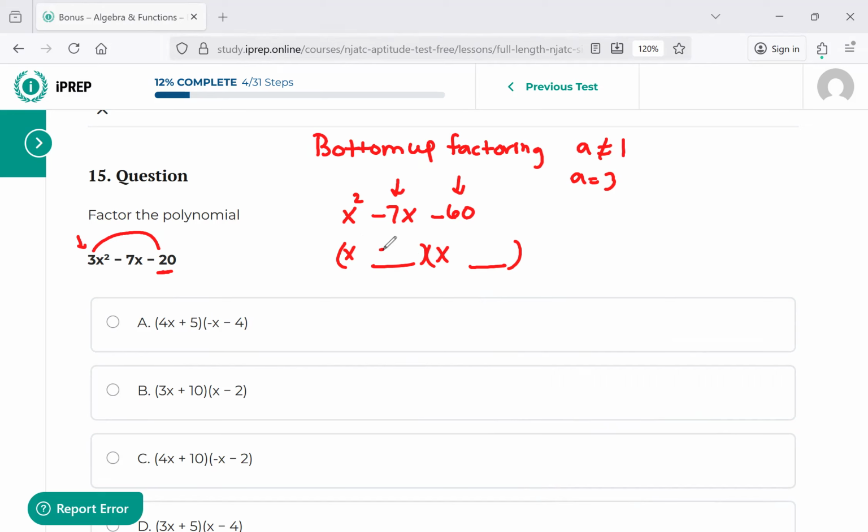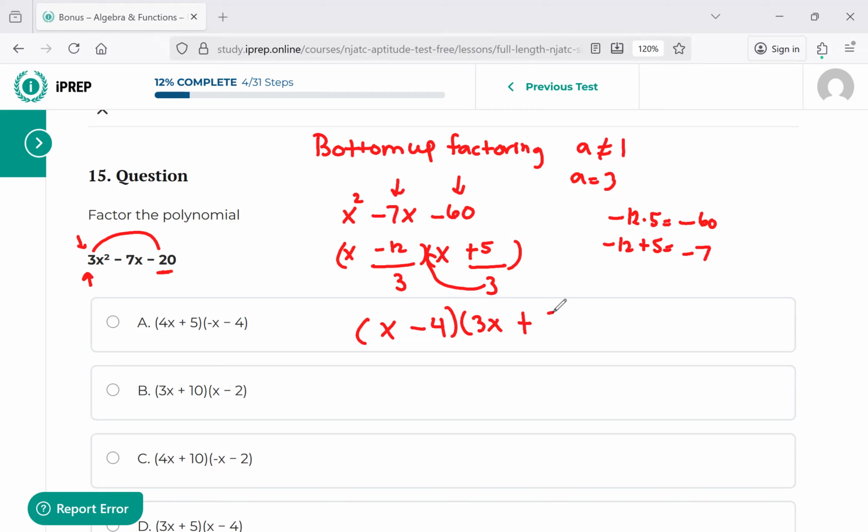Believe it or not, it's actually negative 12 and 5, right? Negative 12 times 5 is negative 60. Negative 12 plus 5 is negative 7. Okay. Then what we do is remember the 3 here. So you're only going to divide the negative 12 by 3 and divide this 5 by 3. Negative 12 divided by 3 is negative 4. 5/3 is a fraction that can't be reduced, so you put the 3 in front of the x, so that's going to be 3x plus 5.